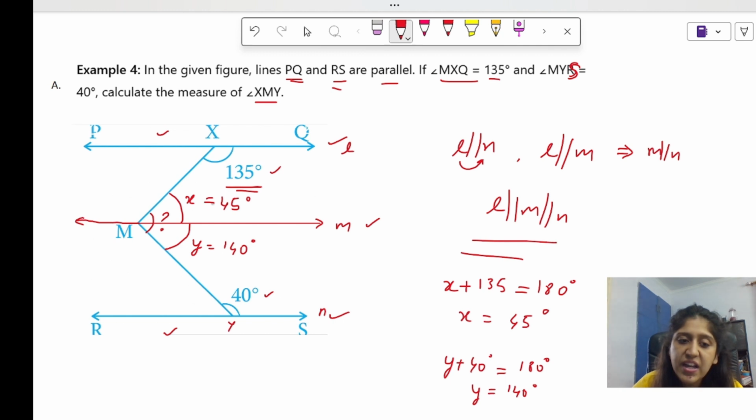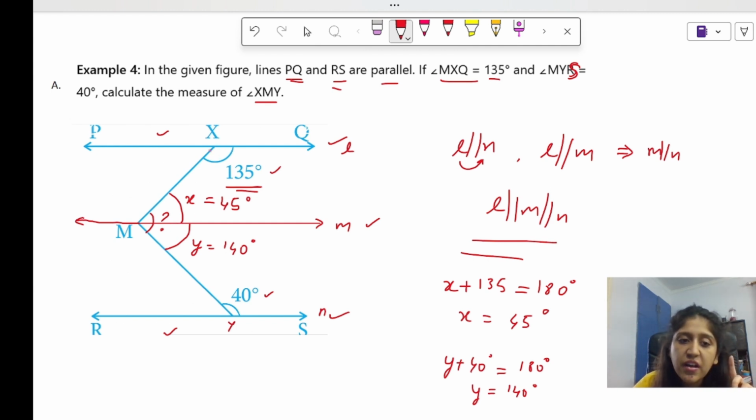Now if I add x plus y, it will give me x and y. So let me just write it down over here. My angle x and y will be what? It will be x plus y, and you can just add it out. 140 plus 45, and whatever will be the answer will be your complete answer. I hope the concept is clear, how I solved this question. How did I do that?